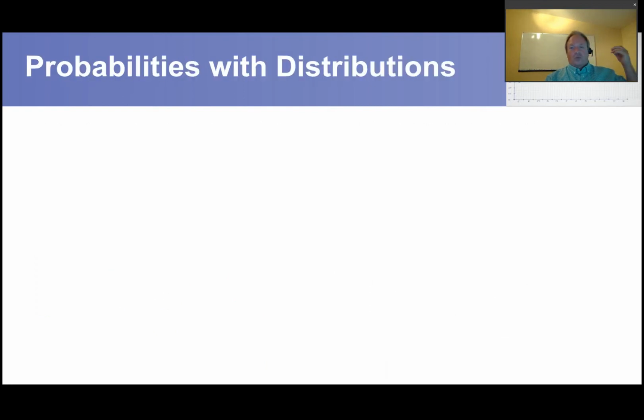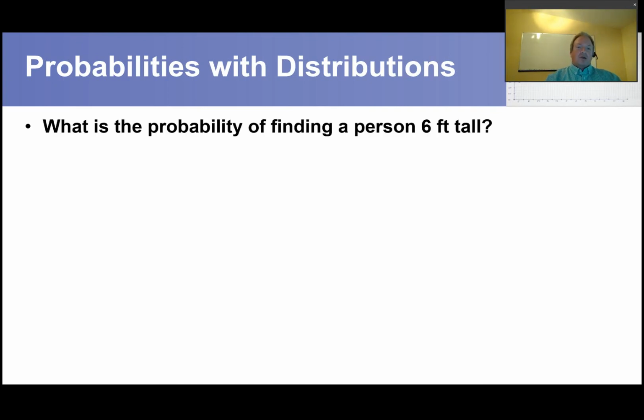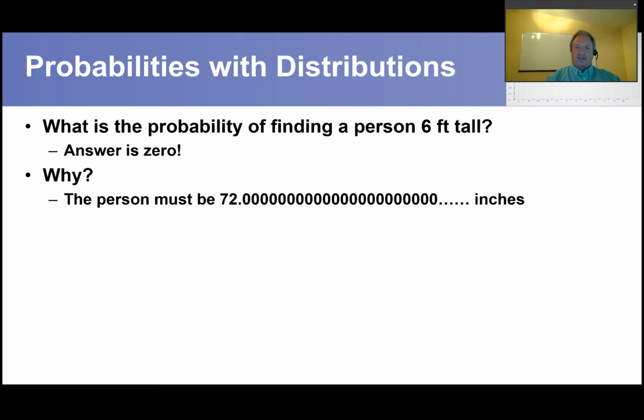We said we were going to be computing percentiles with population distributions, but we haven't done that yet. Here's how that's going to work. What if I ask you, what is the probability of finding a person 6 feet tall? And the answer is 0. And you might say, oh, that's ridiculous, I know a lot of people are 6 feet tall. And the answer is no, you don't. Because what we're thinking of when we make that statement is a person who is exactly 72.0000000 inches. And of course, nobody is.